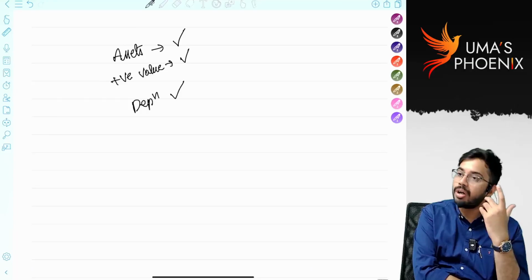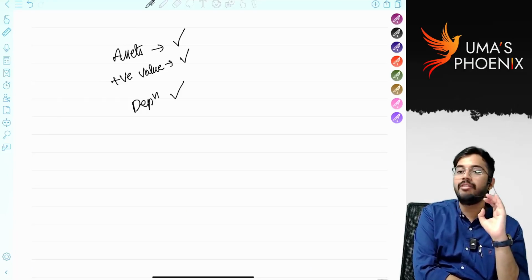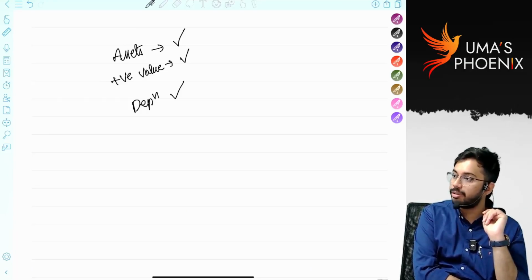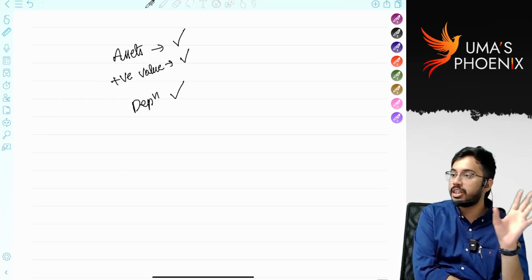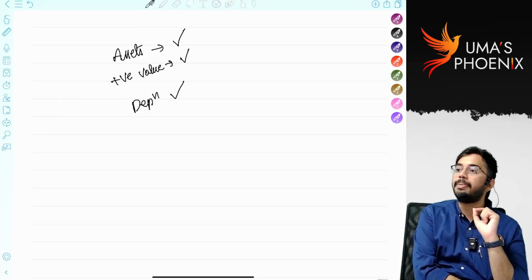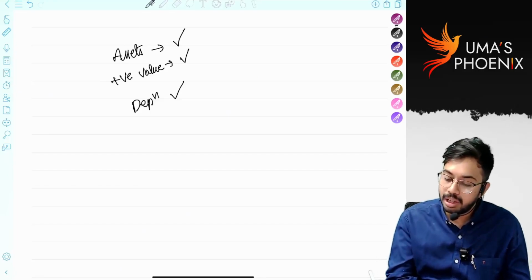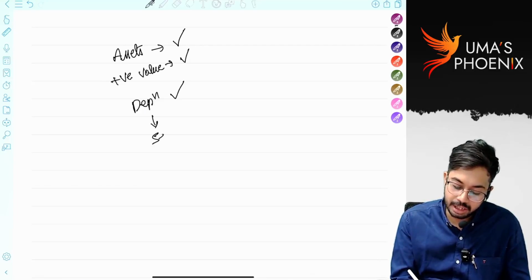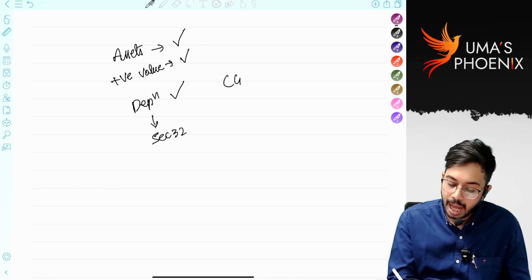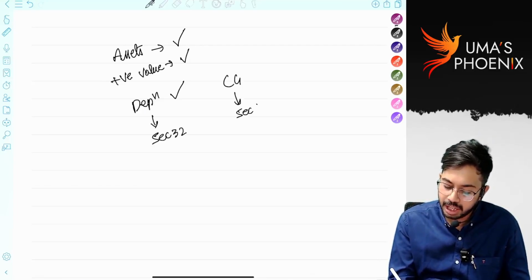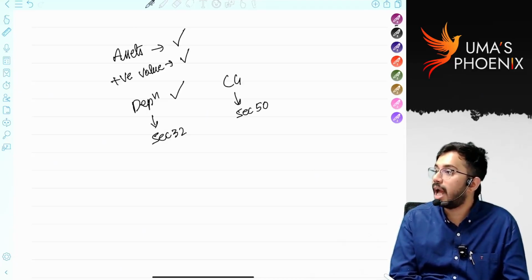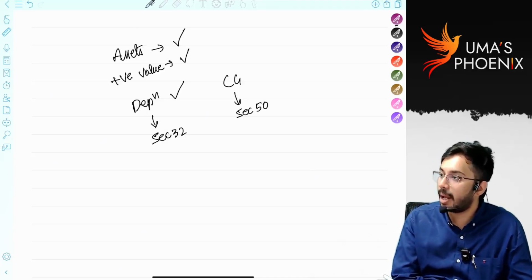If there are no assets in the block or if the block is not having positive value, in such a case depreciation is not allowed. In such a case capital gains are required to be calculated. Is it clear? So depreciation is guided by section 32. Capital gains are guided by section 50. Okay, capital gains in case of depreciable capital assets.